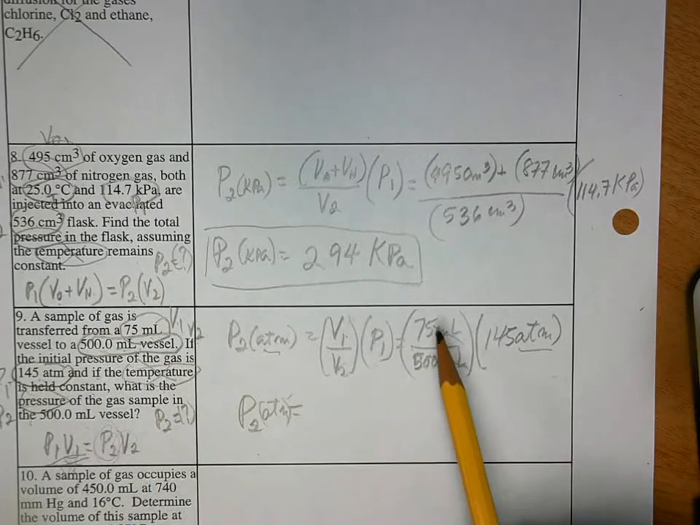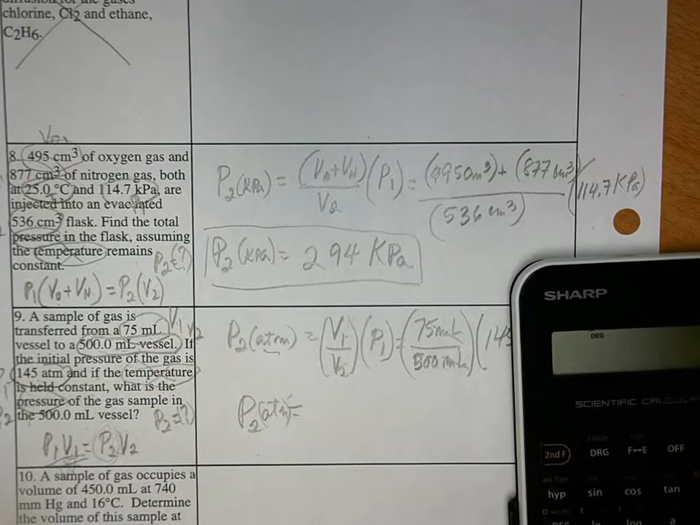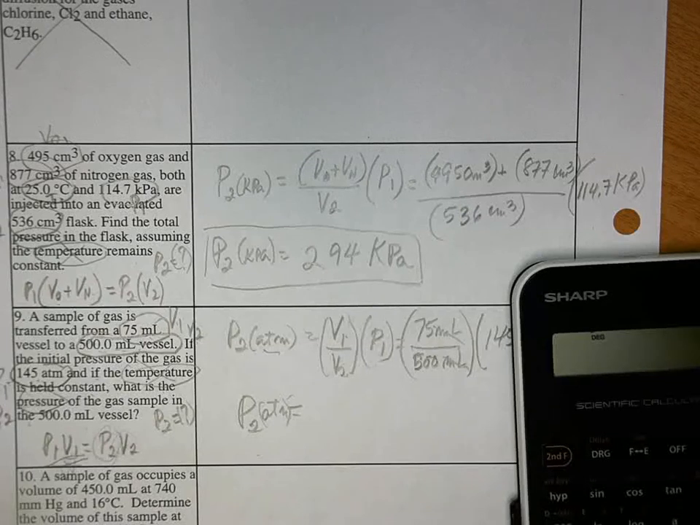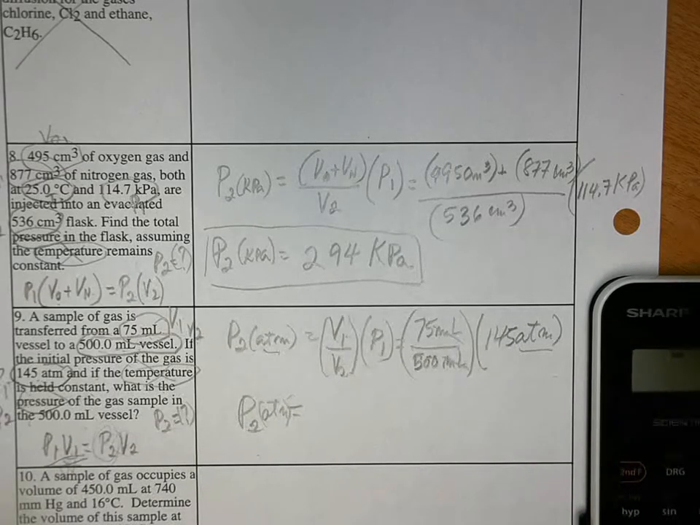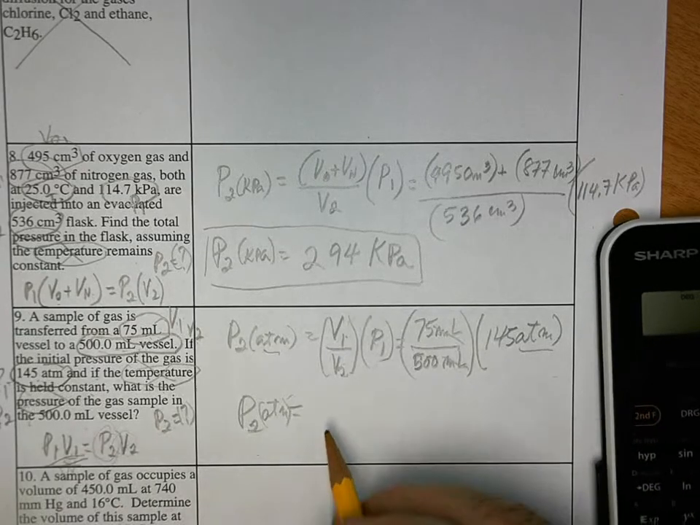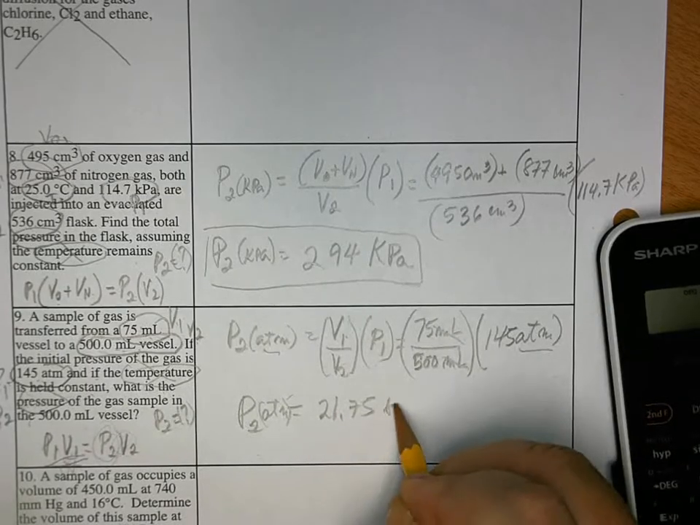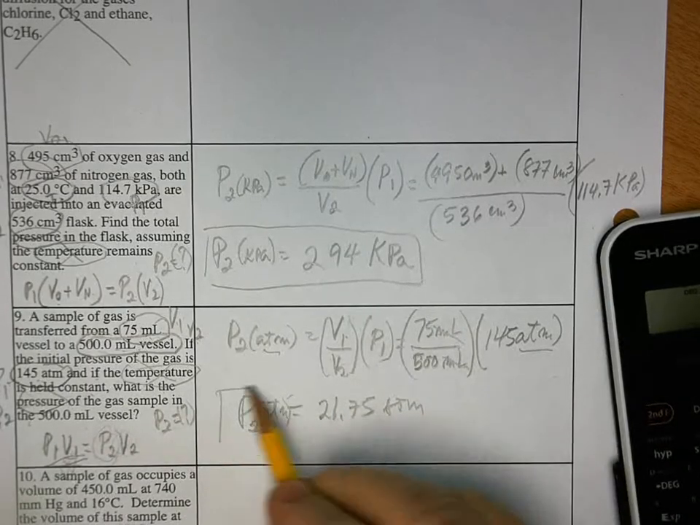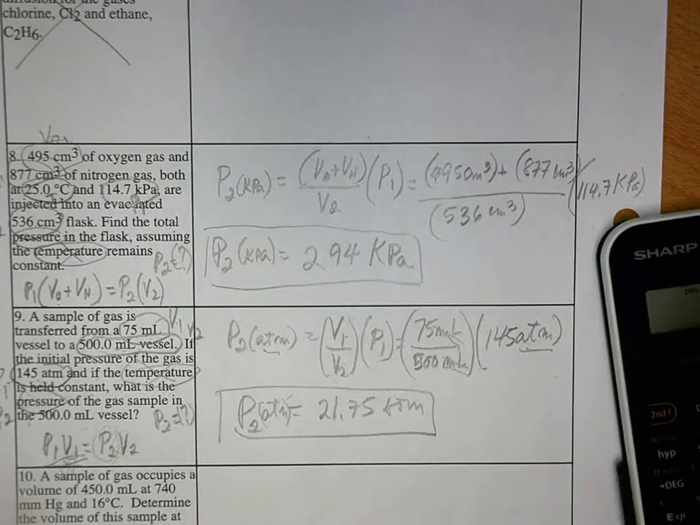So don't start doing it here and then look, where is that? Because you'll just go crazy. We don't want that. So 75 divided by 500. We expect that it's going to be a very small number. So times 145. It's 21.75 atmospheres. And look, this cancels with that. We're left with atmosphere, so it doesn't matter.